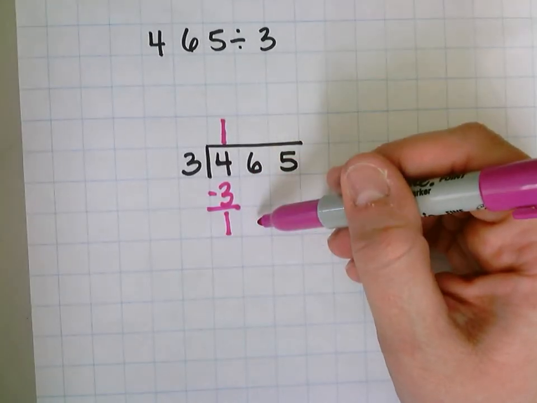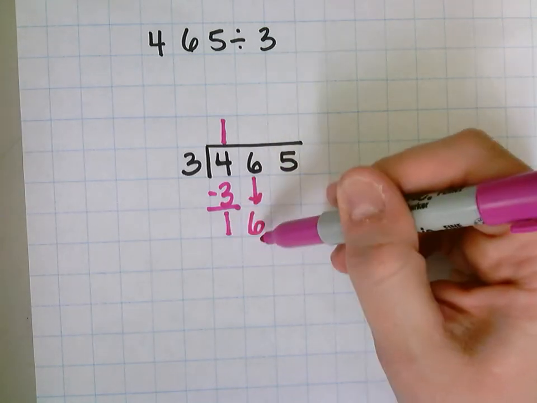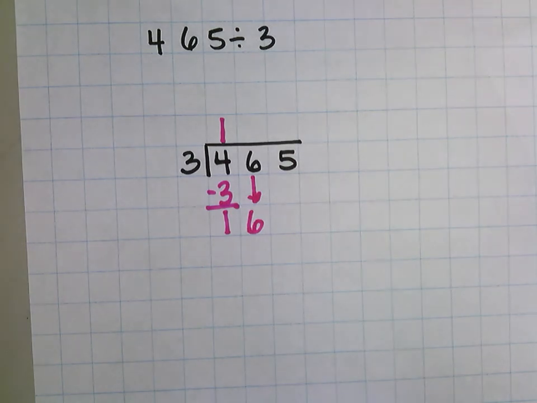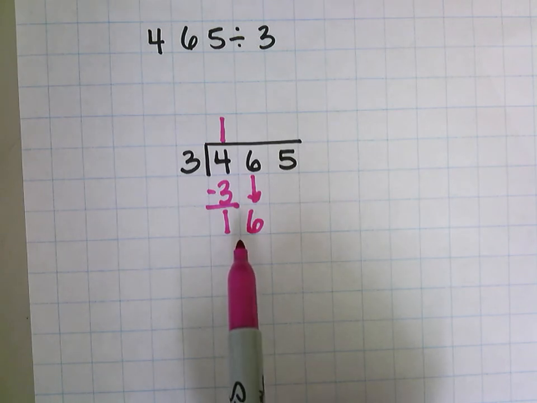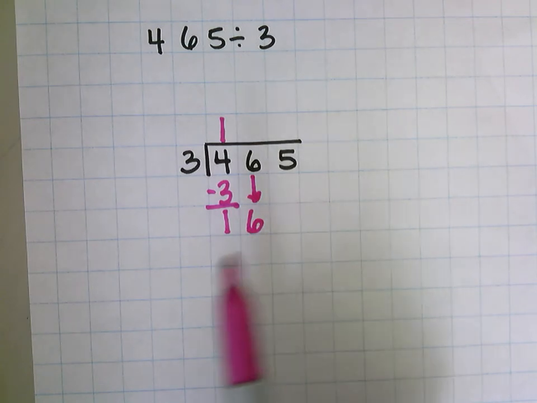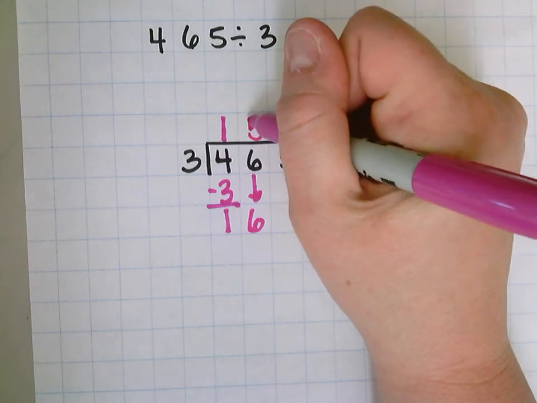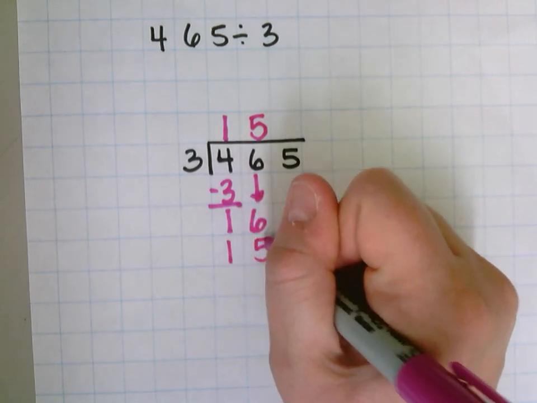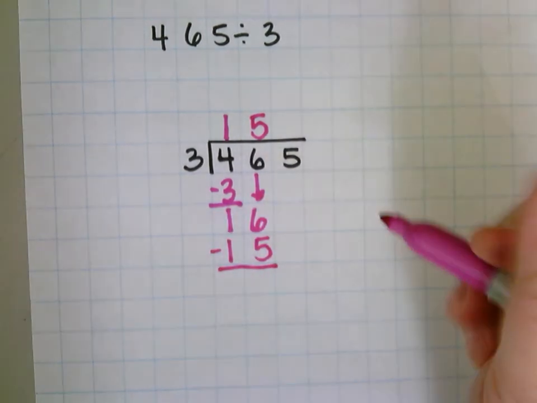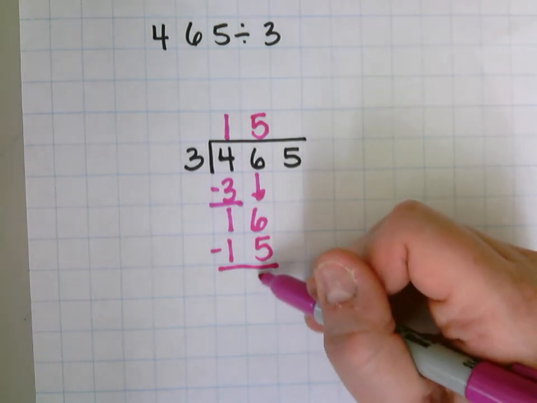Next, I'm going to move over to my tens place. I'm going to bring down the 6. And now I have 16 to be divided by 3. So I need to think, well, what times 3 is going to get me closest to 16? 3 times 4 is 12, but 3 times 5 is 15. That's the closest I can get. I'm going to put 5 up in my quotient. 5 times 3 is 15. I'm going to subtract to see how much I have left. 16 minus 15 is 1.